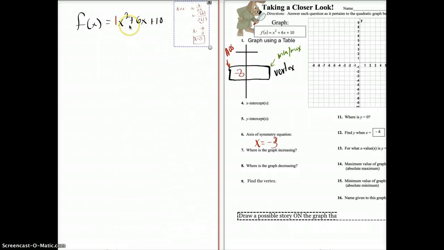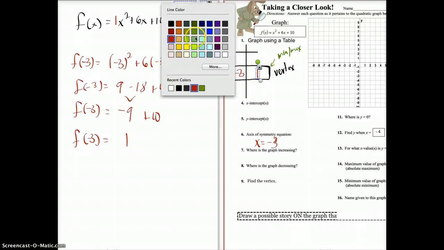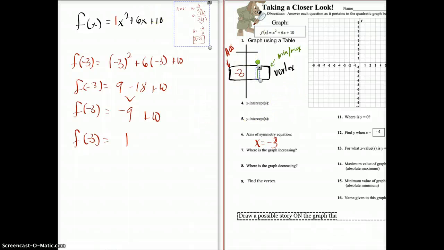Okay, so I'm going to use this equation, and instead of x I'm going to use the x value that it did find, which is negative 3. So f of negative 3 equals negative 3 squared plus 6 times negative 3 plus 10. So f of negative 3 equals 9 minus 18 plus 10. And I'll do this in parts. These two together make negative 9 plus 10, and f of negative 3 equals 1. Okay, there's your vertex. I got two parts. I'm going to change this color into green because it'll match a little better. So it matches. Okay, so let's go back to that single page.